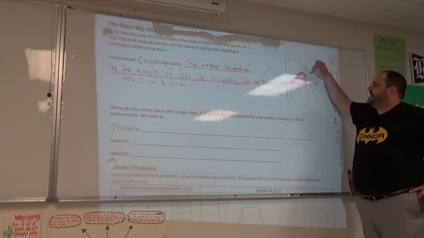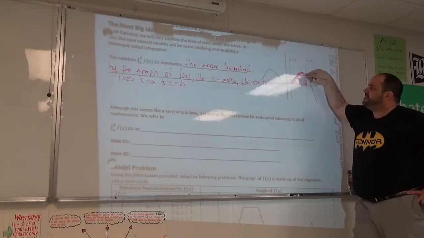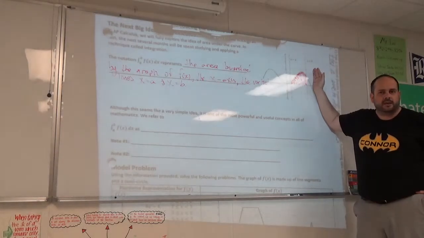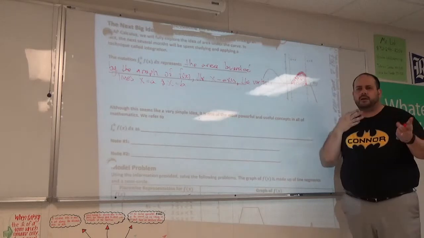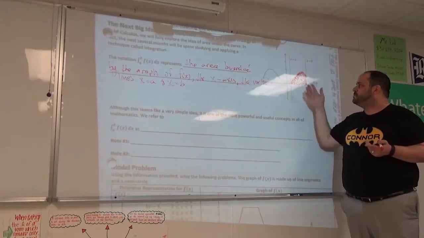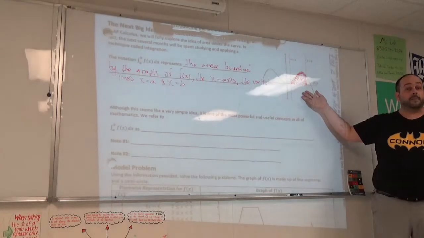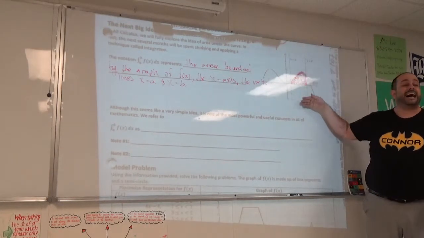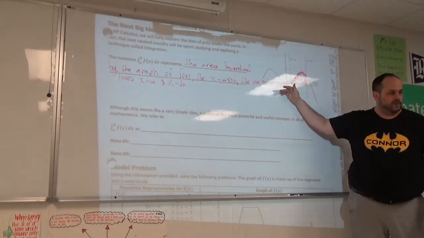Some calculus teachers will say, oh, it's the area underneath f of x from x equals a to x equals b. What's the problem with that? Brian, what's the problem with that? There's more below the x-axis. How much more? A lot more. Infinite. It's an unbounded problem, right? You have to have all your boundaries in place.